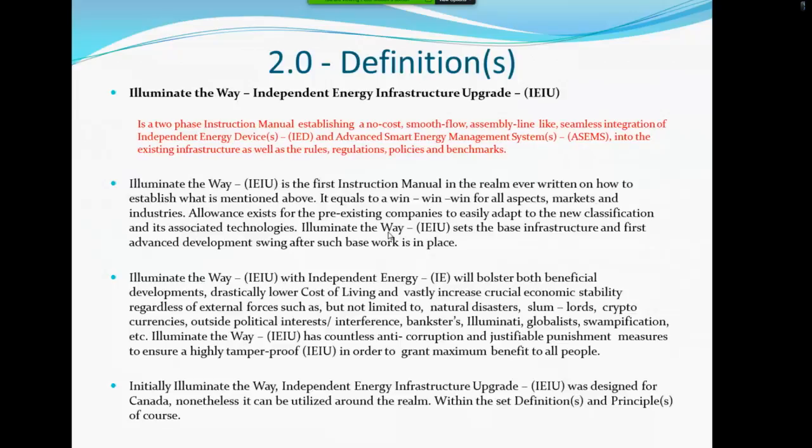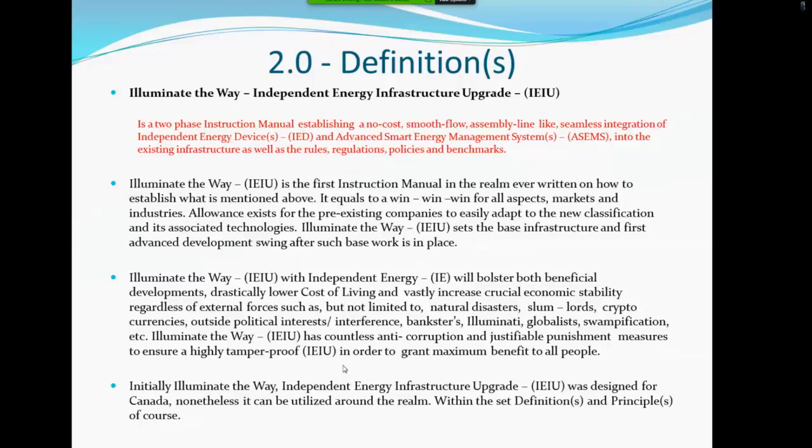So Illuminate the Way with independent energy will bolster beneficial developments, drastically lower cost of living, and vastly increase crucial economic stability, regardless of external forces such as, but not limited to, natural disasters, slumlords, cryptocurrencies, outside political interests and interference, banksters, Illuminati, globalists, swampification, etc. Illuminate the Way independent energy infrastructure upgrade has countless anti-corruption and justifiable punishment measures to ensure a highly tamper-proof independent energy infrastructure upgrade in order to maintain and grant maximum benefit to all people. And by all people, I mean everybody on this realm. Milk Marine Energy Productions Limited doesn't really care for political interests. It's more for getting everybody to have access to it. Aboriginals, First Nations, us, you, the purple people, the brown people, you know, everybody.